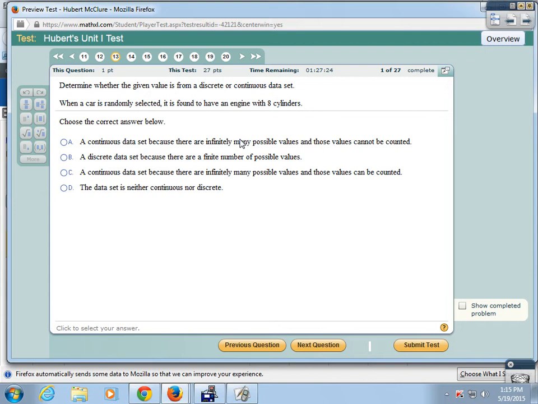Are you going to measure? Are you going to count? You're going to count. So that would be B. And you're not going to have any like this. It's either discrete or continuous, one of the two.